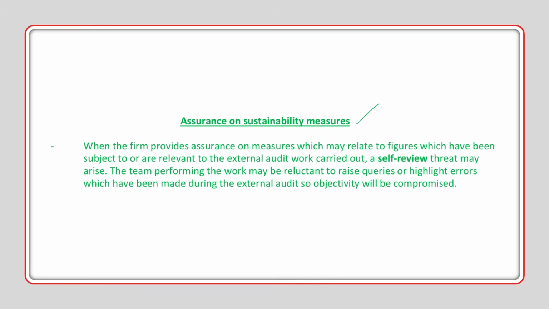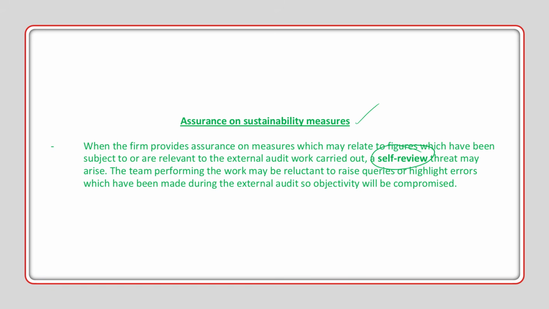With sustainability assurance, the threat is self-review. If you simply write self-review, that's a 0. You have to explain how there's going to be a self-review threat. So I could be giving assurance on some information that was already used or looked at as a part of my external audit. And because of that, we might not be able to identify or highlight errors. So this is the self-review threat.